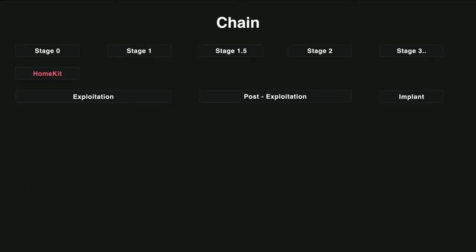So if we're looking at that chain, we now know that we have a stage 0, which is actually HomeKit, that isn't analyzed yet. We have a stage 1, which is the WebP. We have a stage 1.5, which is our NSExpression that is executed. And then we have a payload X, that is the sandbox escape. And then at some point in time, there's going to be an implant.